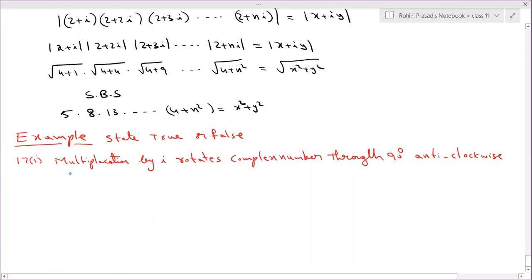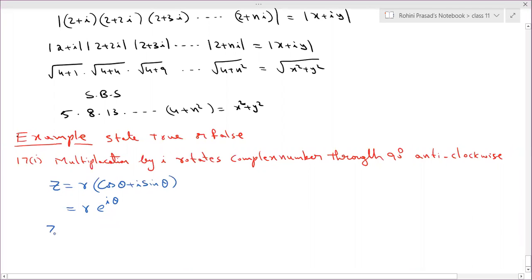Now, true or false questions. Multiplication by i rotates a complex number through 90 degrees. To understand this, you need to know the Euler form, or the polar form, of a complex number. So z equal to r into cos theta plus i sin theta, if you consider. And r e power i theta is the Euler form of this complex number; cos theta plus i sin theta can be written as e power i theta.